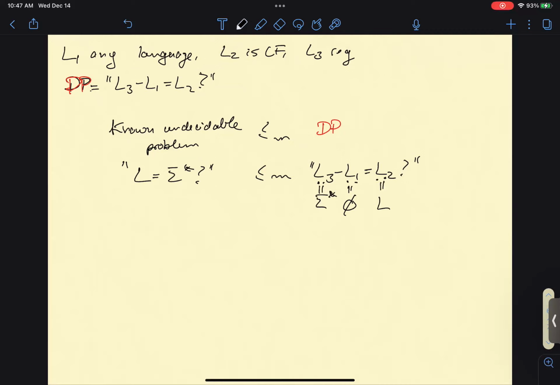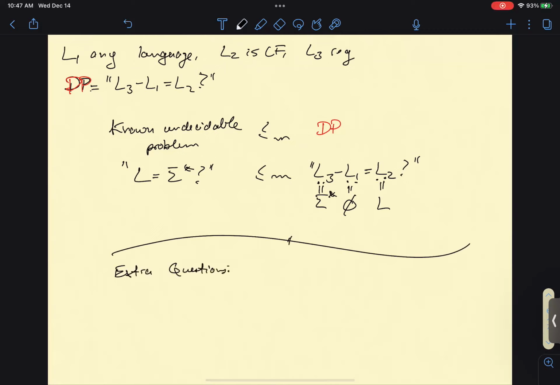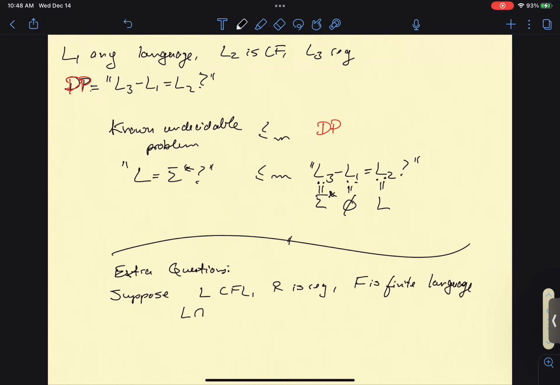Good. Excellent. Okay, so as I said, these questions sucked. So the extra questions, well, I don't know if these are any better. Suppose L is a CFL, R is regular, and F is a finite language. And then I have L intersect F.